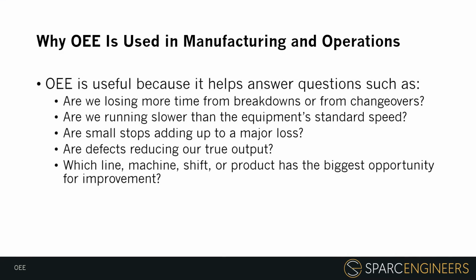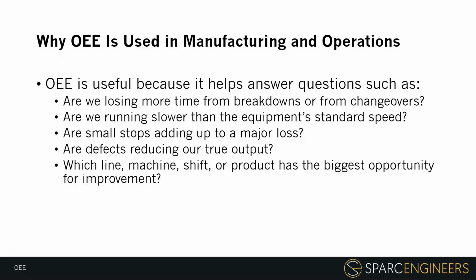OEE helps teams ask the right questions. OEE is useful because it helps answer practical manufacturing questions. The first question is, are we losing more time from breakdowns or from changeovers? This matters because the improvement strategy would be different. If breakdowns are the largest loss, we may need to focus on preventive maintenance, equipment reliability, failure modes, spare parts, or maintenance response time. If changeovers are the largest loss, then we may need to focus on setup reduction, standard work, tooling readiness, cleaning practices, or SMED activities.